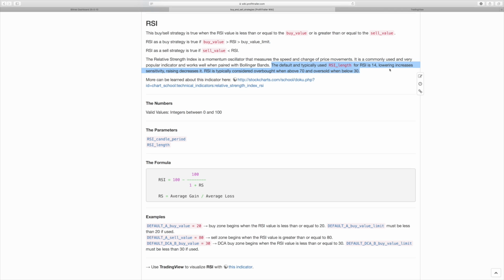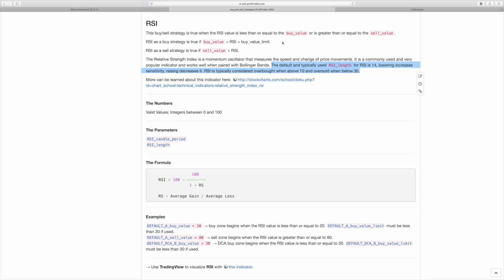And when you increase the RSI length, it will decrease sensitivity or constrain your vertical range. The RSI is also typically considered overbought when above 70 and oversold when below 30. Again, those are the traditional market standards.